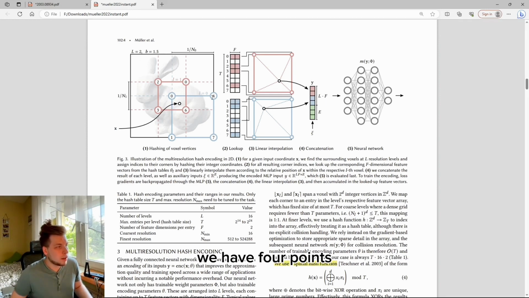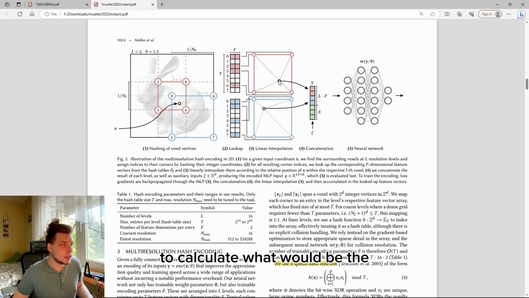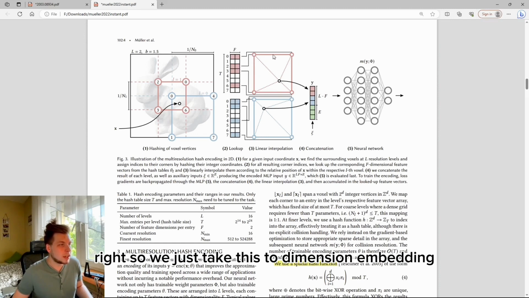For every square we have 4 points, and these points directly hash into the hash table. This hash table has dimension of length 2, this f is 2-dimensional, and there are 16 of them, and for every point we can have this 2-dimensional vector. And then we do linear interpolation to calculate what would be the 2-dimensional embedding for this point, considering that this is a 2-dimensional embedding for this point, this is a 2-dimensional embedding for that point, right?